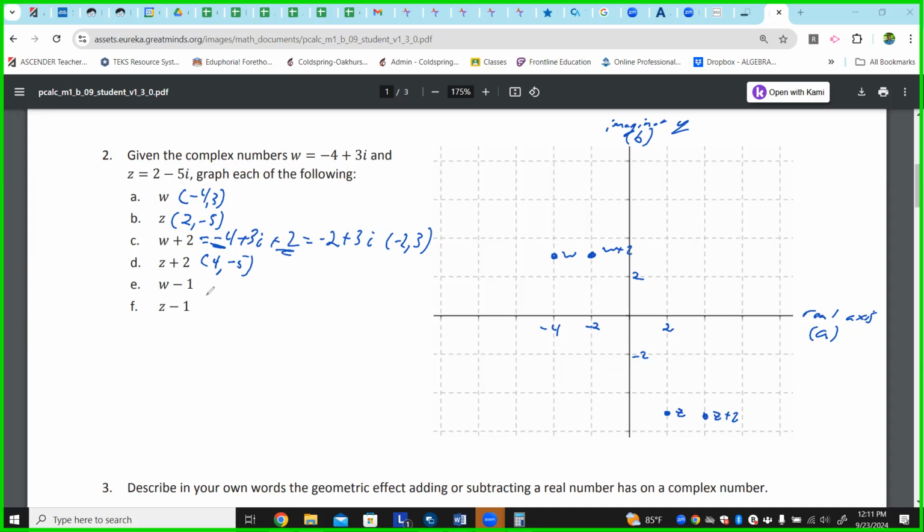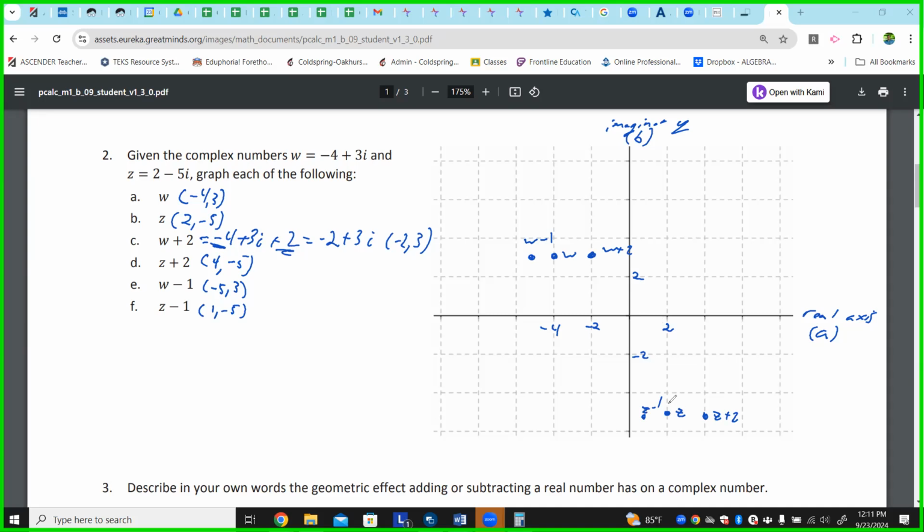W minus 1 would be what? -5 comma 3. Very good. So I'd go left to -5, up 3. So this would be W minus 1. What's Z minus 1 going to be? Very good. So I'd go right 1, down -5. So I'd be right here. So that's going to be Z minus 1. Questions on any of these graphs?